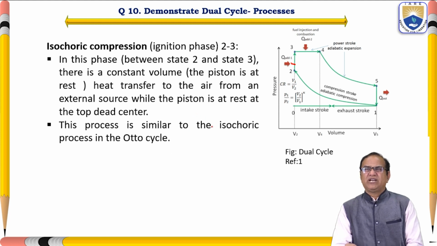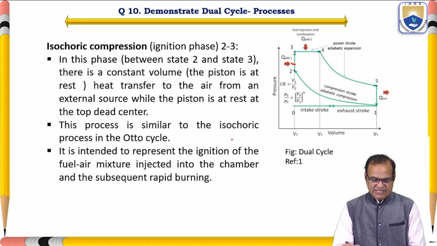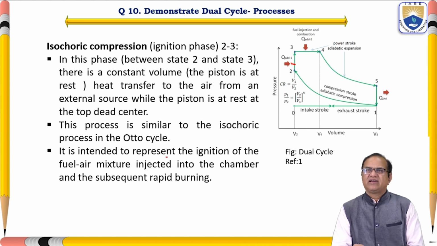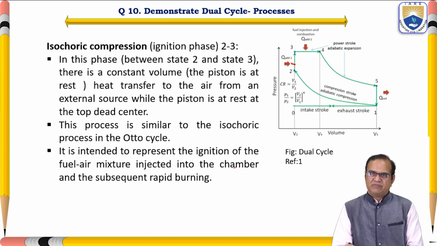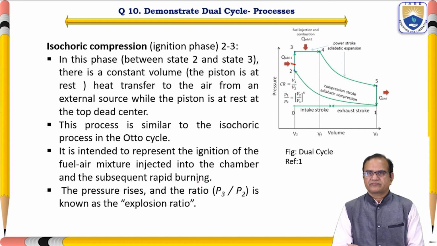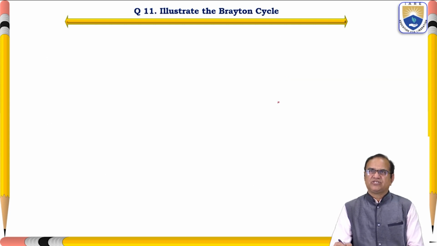This process is similar to the isochoric process in the Otto cycle. It is intended to represent the ignition of the fuel air mixture injected into the chamber and the subsequent rapid burning of the fuel. The pressure rises and the ratio P3 by P2 is known as the expansion ratio. So this P3 by P2 is known as the expansion ratio.